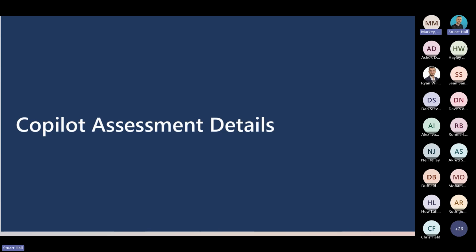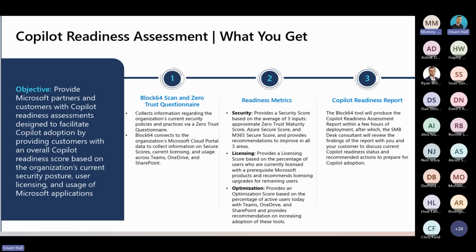Now, the free readiness assessment that I'd mentioned earlier on around claiming, there's three elements to this. Initially, Microsoft would deploy something called a Block 64 scan onto your tenant, and there's also a questionnaire around zero trust. There are a few readiness metrics as well. So it would look at things such as your Microsoft 365 secure score, the Azure secure score, the type of licensing that you currently sit on, who's eligible and who's not eligible for Copilot, whether people are on security licensing or not, and then the optimization around some of the workloads that sit within your tenant itself. And then out the back of that, you will receive your readiness report itself.